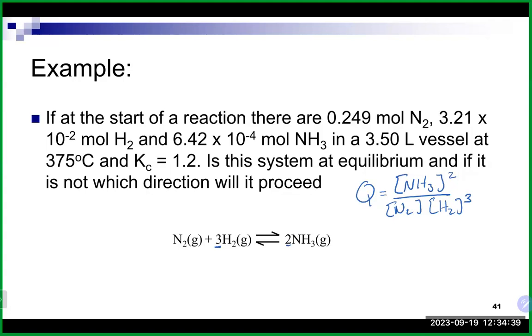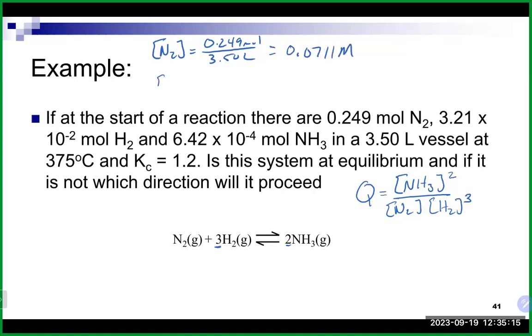So in order to put our values into here, we do need to convert it into molarity. And here we have moles and liters separate. So that might be something we would want to do. We're going to take the concentration of N2, and that would be our moles of it, which is 0.249 moles divided by our liters, 3.5 liters. And that's going to get us 0.249 divided by 3.5, 0.0711, we'll call it molar.